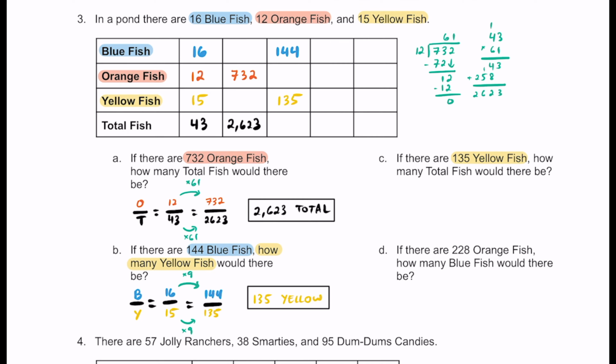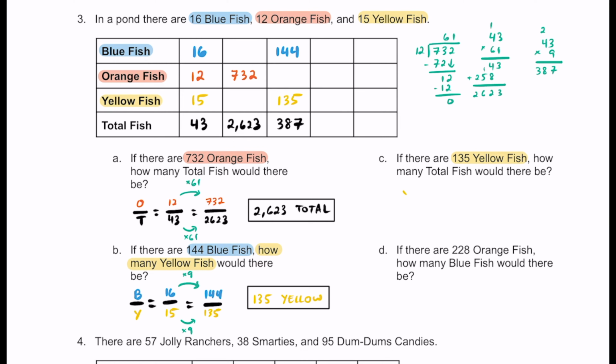Now, if you just do 43 times 9, I'm gonna write that out, 43 times 9. 9 times 3 is 27, carry the 2. 9 times 4 is 36, plus 2 is 38. So it's gonna be 387. So I'm gonna use the same column here and just say this would be 387 for the total fish here. Again, we already knew that 15 times 9 was 135, so 43 times that 9 would equal 387.